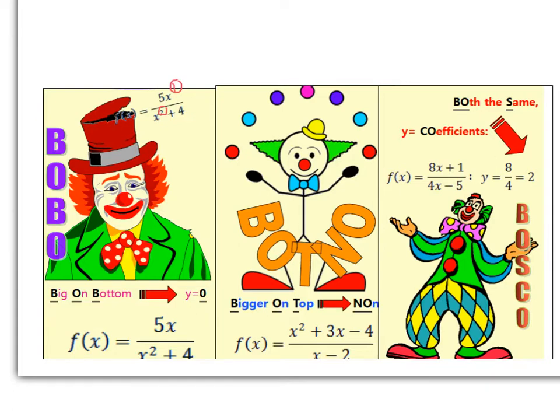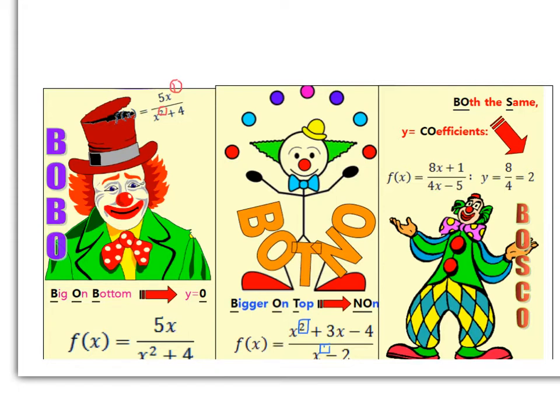Now let's meet Butno. It means big on top. NO means no horizontal asymptote. It means if the higher power is on top, then you will have no horizontal asymptote. In this case, the power on the top of the fraction is a 2. So as you can see, you look at the x having the higher power on the top. So that's a 2. The power on the bottom is a 1. So as you can see, I have the bigger power on top. So big on top, then there's no horizontal asymptote.